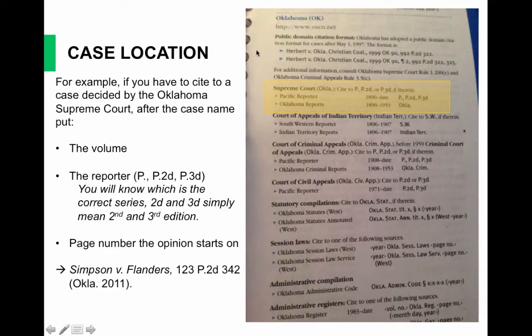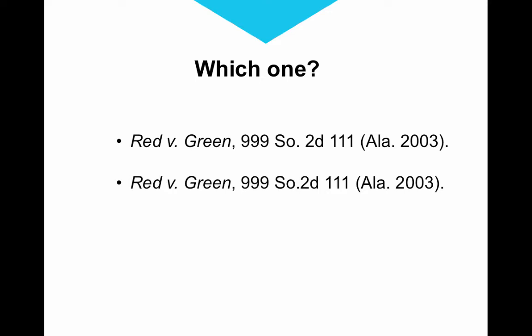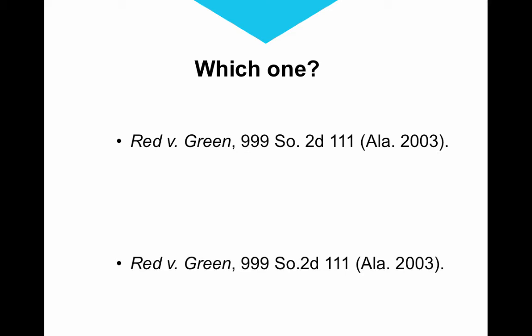This is an example. This is just taken out of the Blue Book. This is for Oklahoma. So if you needed to cite to a case decided by the Oklahoma Supreme Court, you would include the volume, the reporter, which would be one of these, and you would know when you're citing which one you have to use. It's the Pacific Reporter. It's just either the second version or the third edition, and then the page number that it starts on. So 123 is the volume. P.2d is the Pacific Reporter second edition, and then 342 is the page that the opinion starts on. So which one of these is correct?